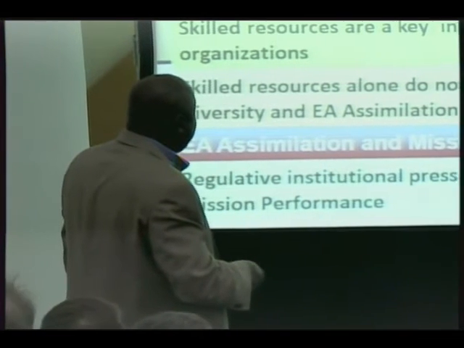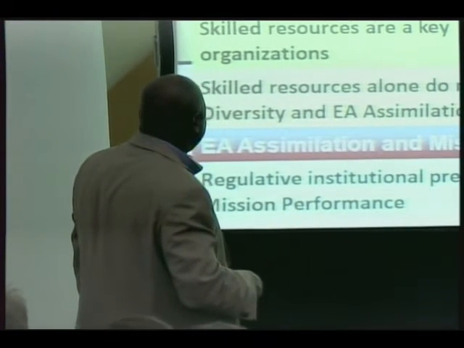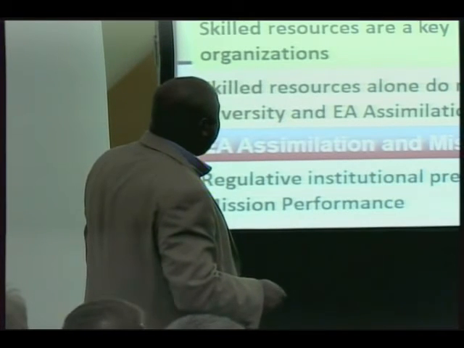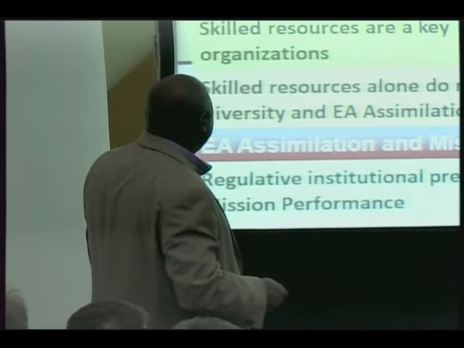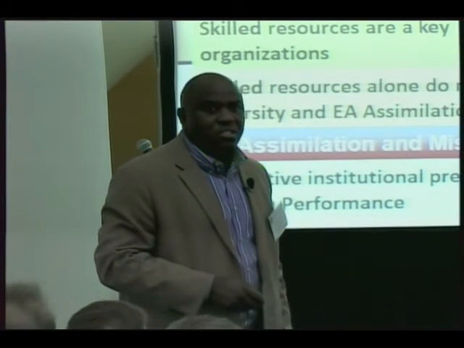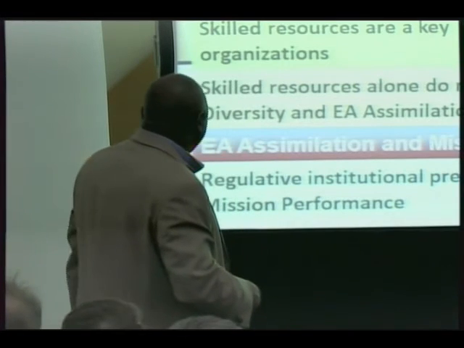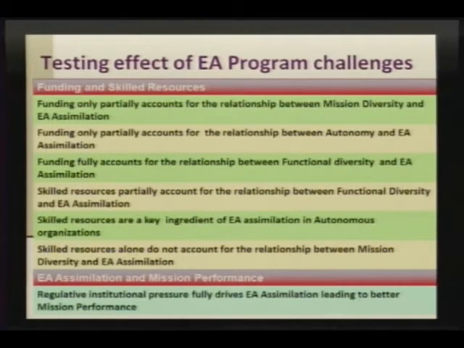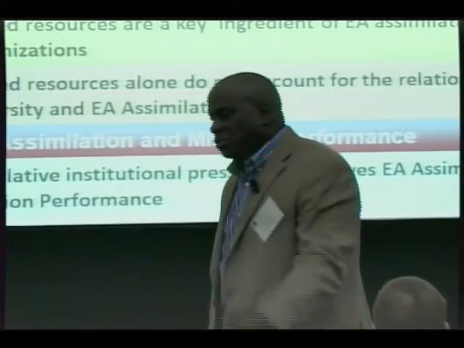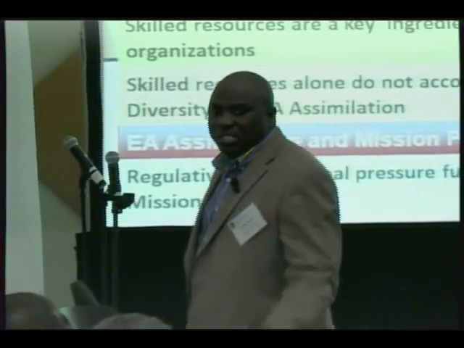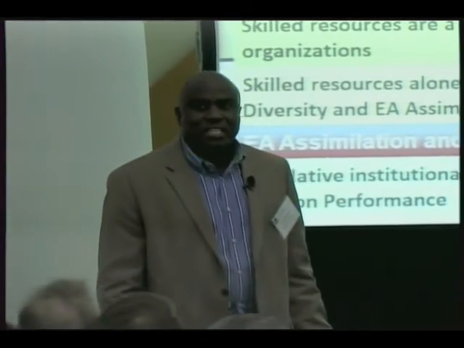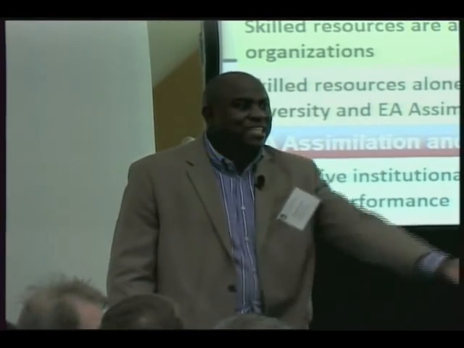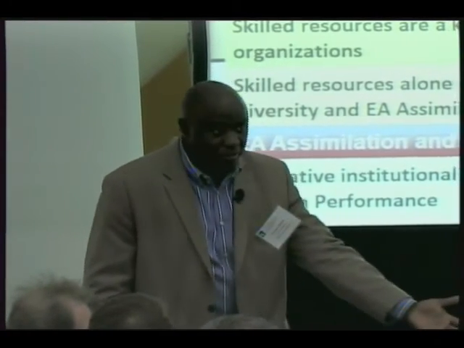Skilled resources only partially account for the relationship between that, which means that even if you've got the functional level focus and you throw skilled resources, you still only get partial results. And skilled resources are a key ingredient in autonomous organizations. Let me qualify that point. So we've talked of the autonomous organizations. The ones that come to mind are the US Postal Service, which is one. We've talked about the IRS. They have money. They deal directly with the public. They get their money directly from the public. So funding is not a big deal for them.